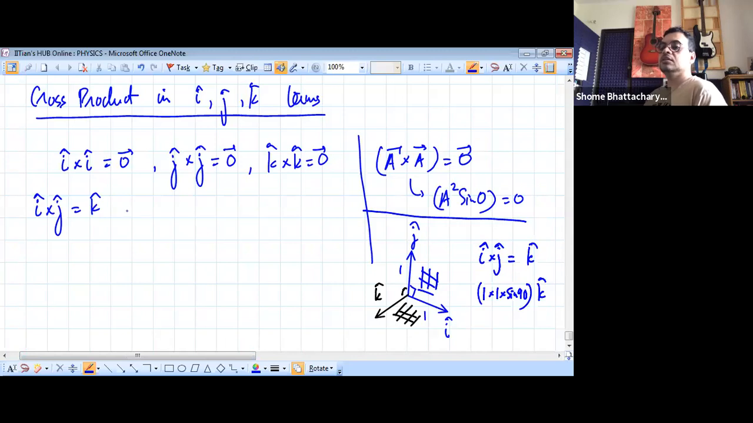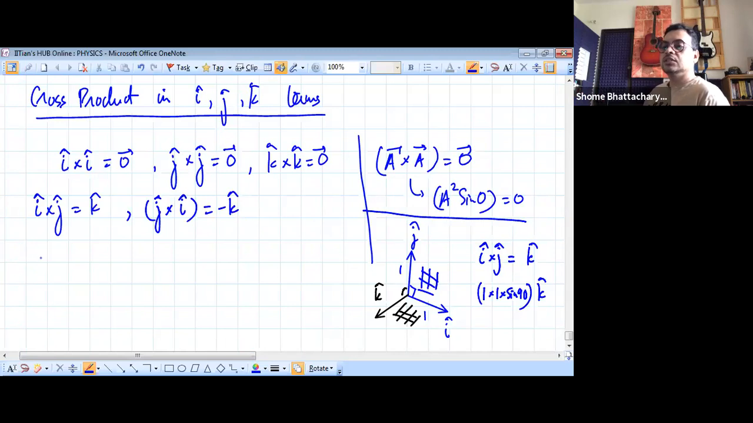But similarly, if you do J cross I, that becomes minus. Just work it out over here. Place your thumb along the y-axis and your fingers along your x-axis. You'll see your palm is pointing into the plane. So that is minus k.